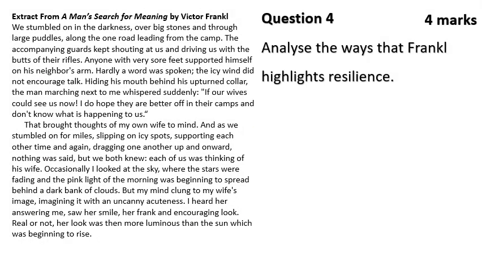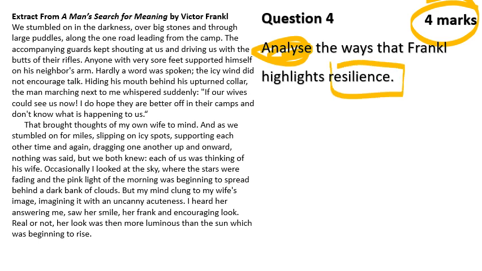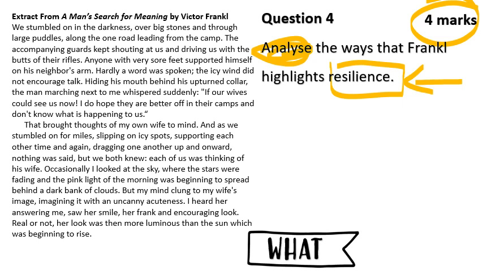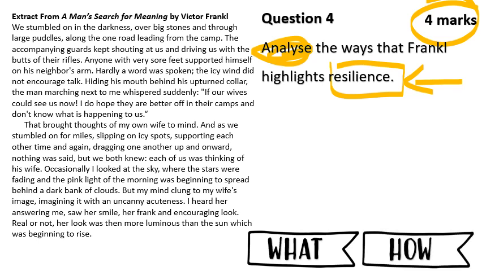Okay, question 4. You can see here that it's worth 4 marks now, so there's a little bit more expected of you here. And this question asks you to analyze the ways that Frankl highlights resilience. So the idea that we are looking for, the what, is resilience. So where can we see this idea in the text? And then when we look at the how, you're looking at analyzing how this idea has been created through identifying various language features.